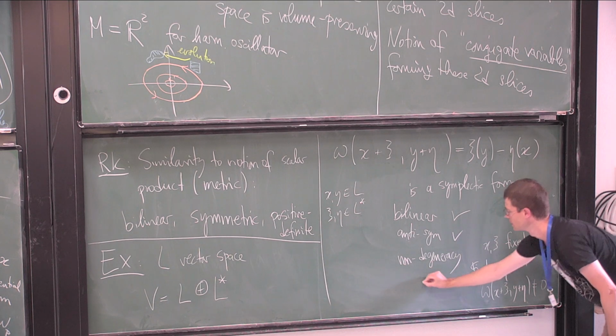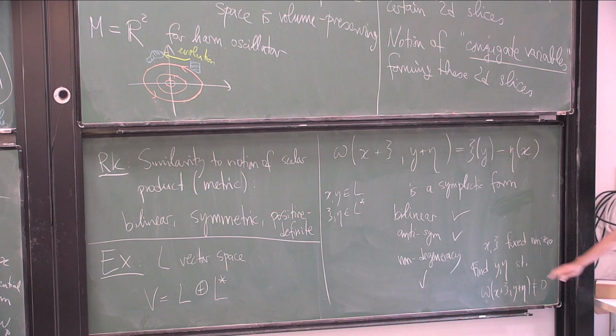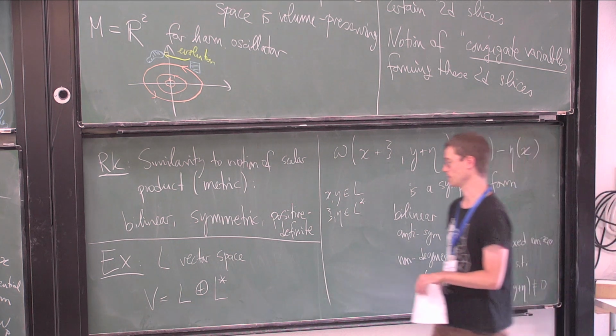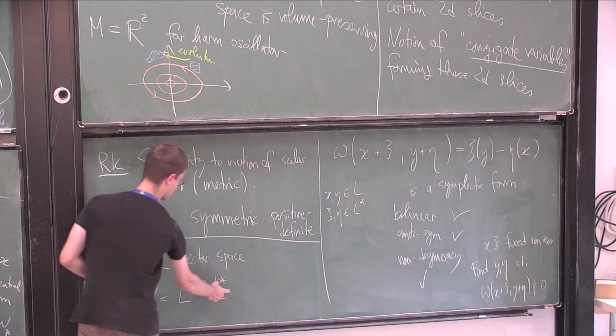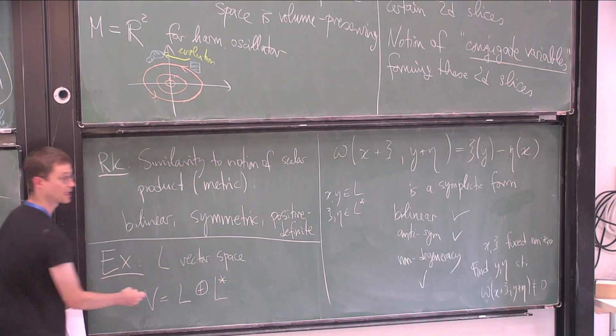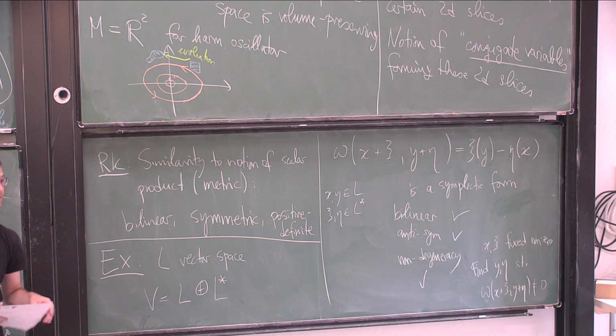Okay, it's not completely easy, but this is the reasoning. You really have to use that the pairing between the dual of a vector space and the vector space itself is non-degenerate.